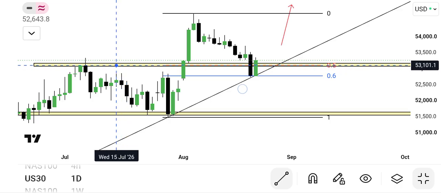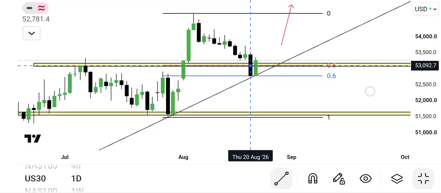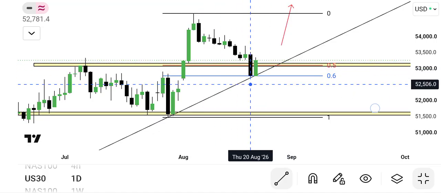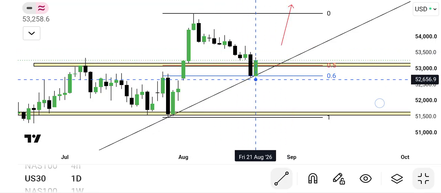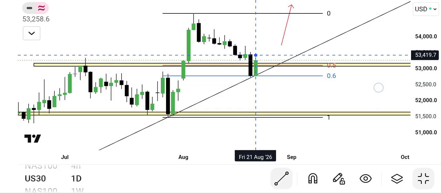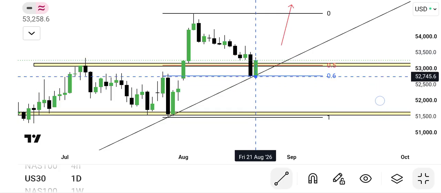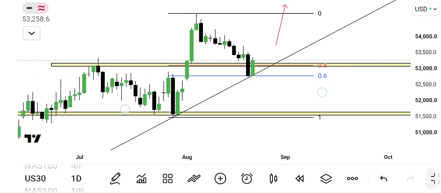The support level, Fibonacci, EMA, and also the market created a what? A bullish candle. This is a very bullish candle. Are you understanding? So we have how many confluence here?